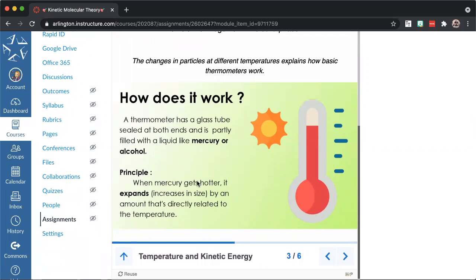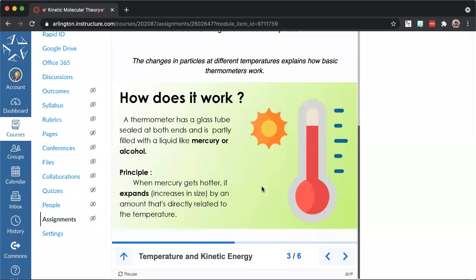And so what happens is when the mercury or the alcohol gets hotter, it expands in size. Okay, so anyways, as the mercury or the alcohol gets hotter, it expands, meaning it increases in size, and so that causes it to rise up or go down as the temperature increases or decreases.